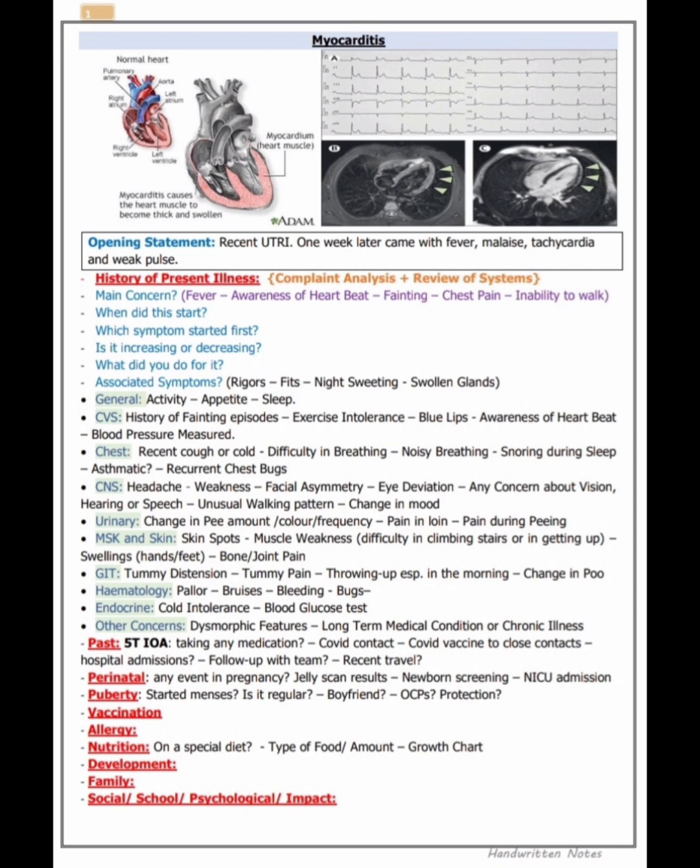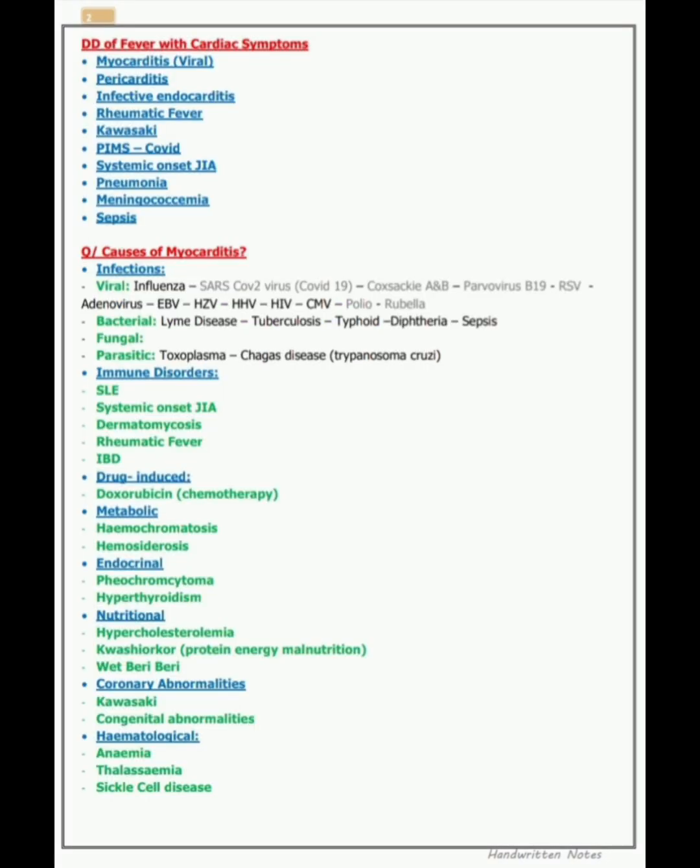Puberty we ask whether menstruation has started, is it regular, boyfriend, OCP and protection. Vaccination we ask, allergy we ask, and nutrition: on a special diet, type of food, amount, and growth chart we examine. Then normal development history we take, the family history we take, school, social and psychosocial impact we will ask. That is the history we take, and in this history what are the differential diagnoses that come to our mind?